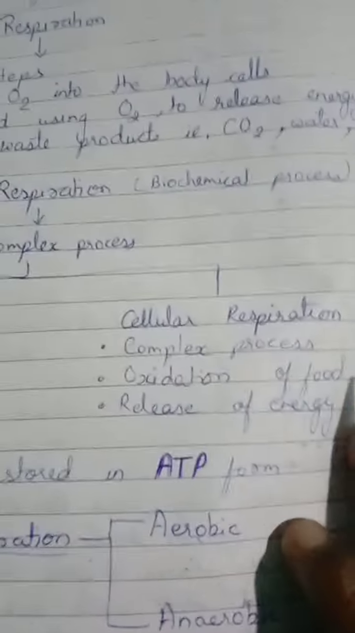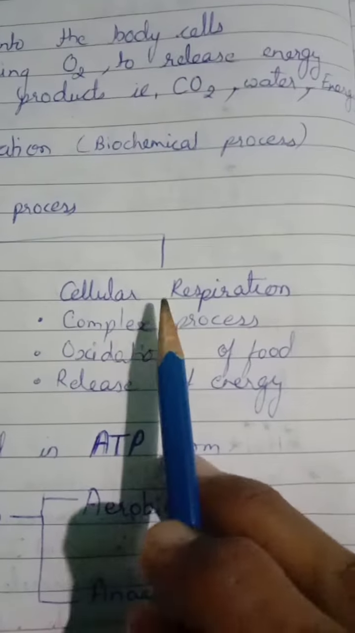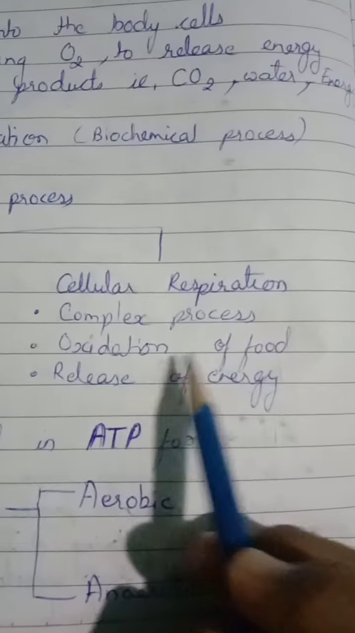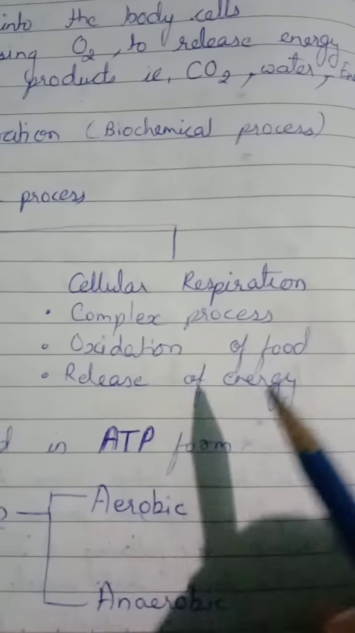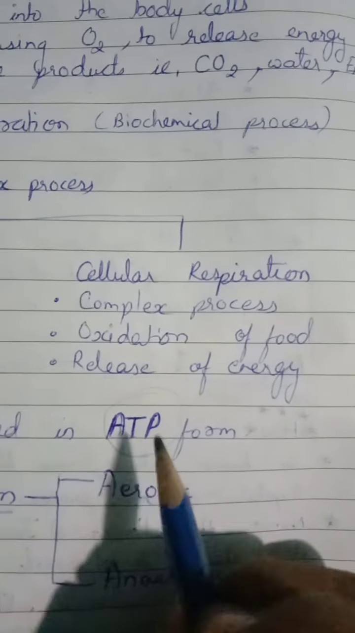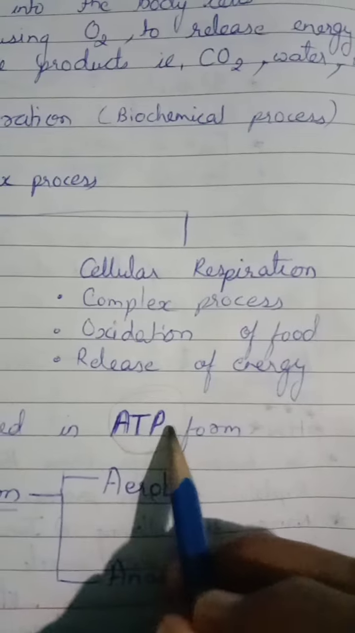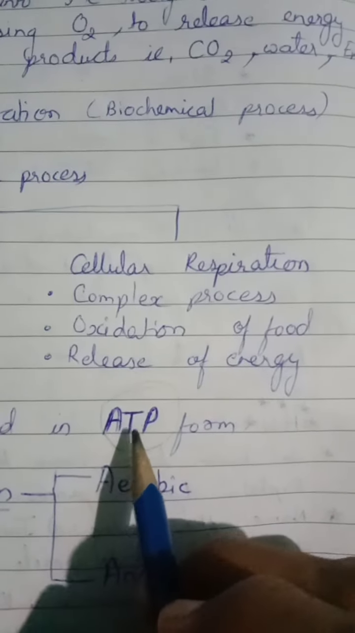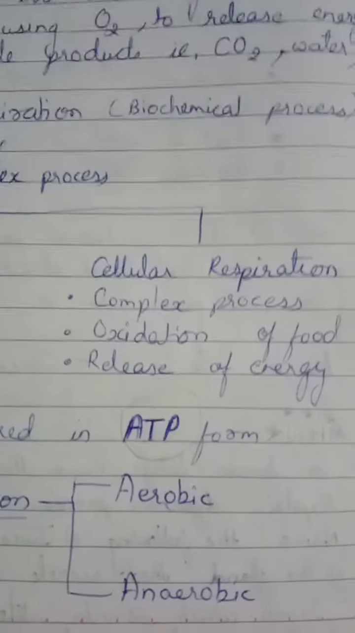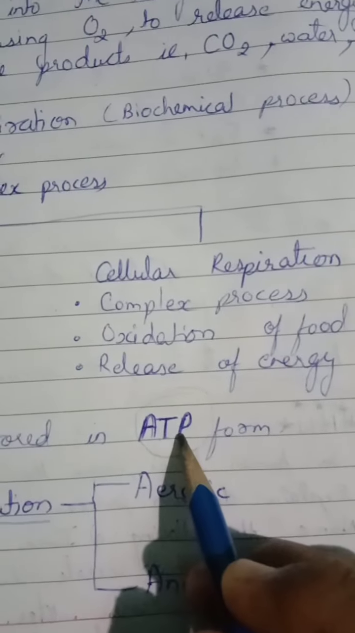Now real respiration is cellular respiration, which is going on inside your cells. So it is a complex process which happens by oxidation of food with the release of energy. Now energy is released in the form of ATP, adenosine triphosphate. It is produced in the mitochondria. Mitochondria is the powerhouse of the cell. So continuously during respiration, mitochondria is releasing the energy currency of the cell, that is ATP.